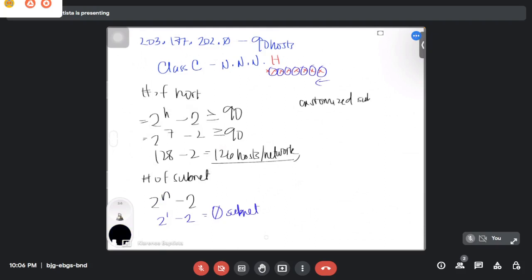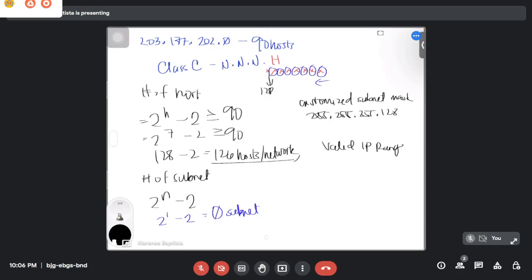Check po muna natin si customized subnet mask. Dahil isa lang po yung natira sa kanya, it's 128, no? So, gawin natin 255.255.255.128. Yan na po yung customized subnet mask. Isa lang naman po yung naka-on na bit.